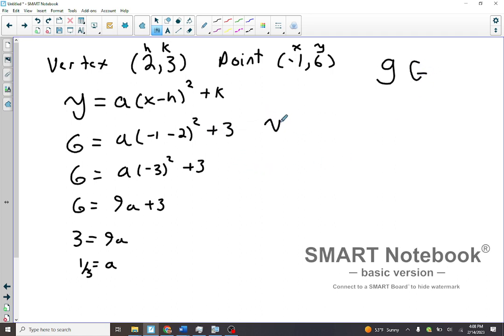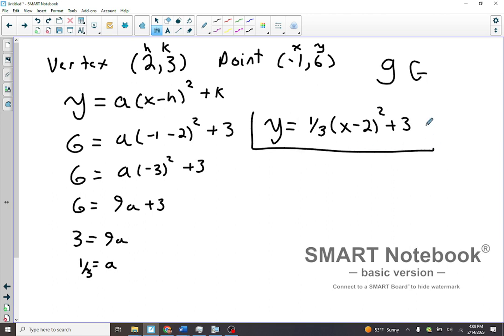So then you're going to write the answer. y equals 1/3 (x minus 2) squared plus 3. You plug in the 2, so x minus 2 squared plus 3. And then you do the whole thing. All I'm asking you for is the equation, or you're good with that?